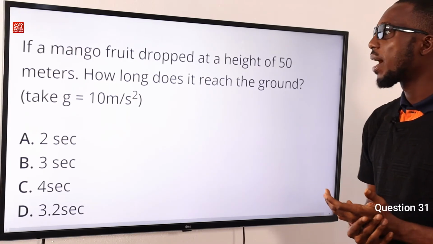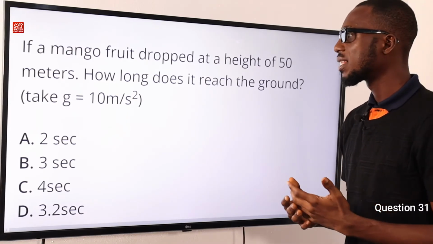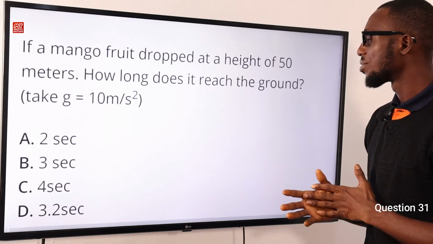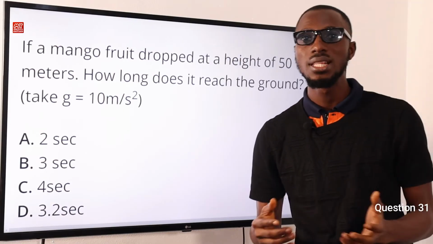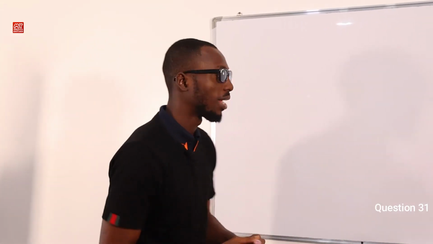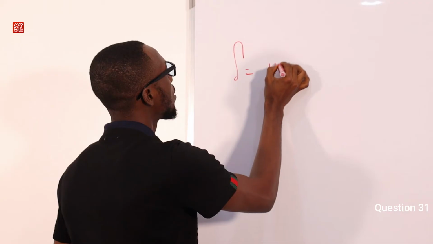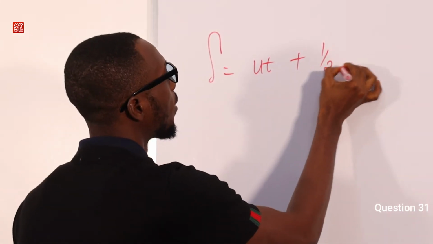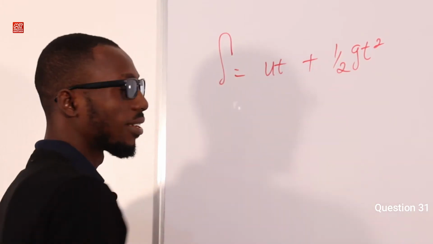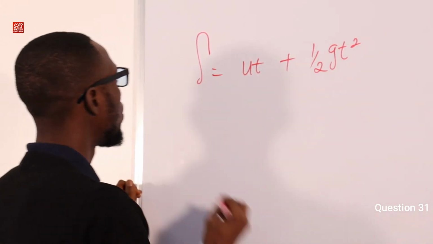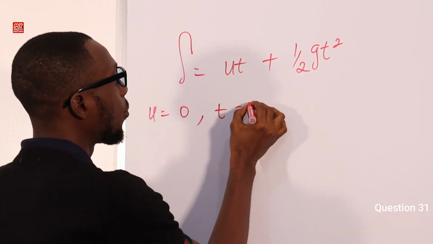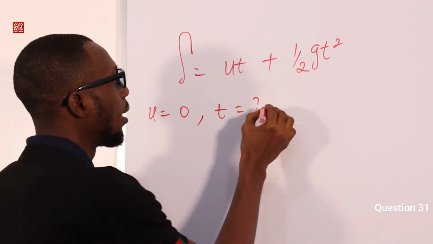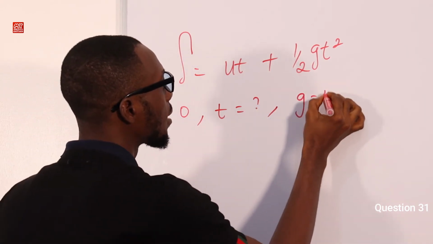31. If a mango fruit is dropped from a height of 50 meters, how long does it take to reach the ground? So take G, that is acceleration due to gravity, as 10 meters per second squared. So we can use one of the equations of motion, and that is S equals UT plus half GT squared. Instead of A, acceleration due to gravity, we are using G. So initial velocity, that's 0, you know that. We are asked to find out the time, right? Then we are given acceleration due to gravity as 10.